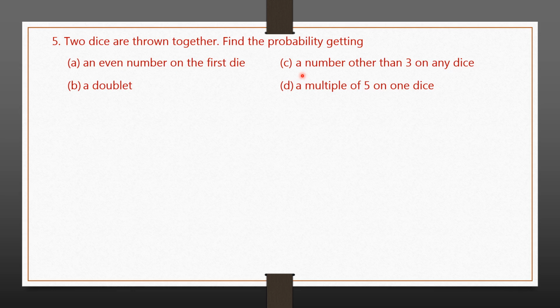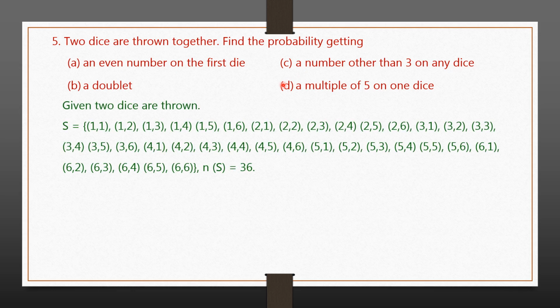As we discussed in the last class, to find the probability of any event, the steps are: identify the random experiment and write the respective sample space, identify the event and find the number of favorable outcomes to that event, then apply the formula of probability. Now here two dice are thrown together. This is the sample space. We know the sample space when two dice are thrown: the total 36 outcomes are there. Now identify the event.